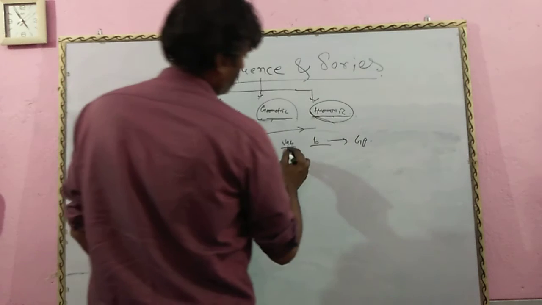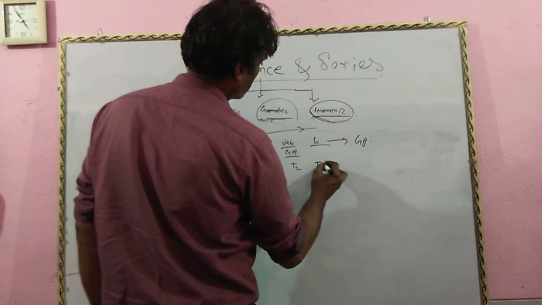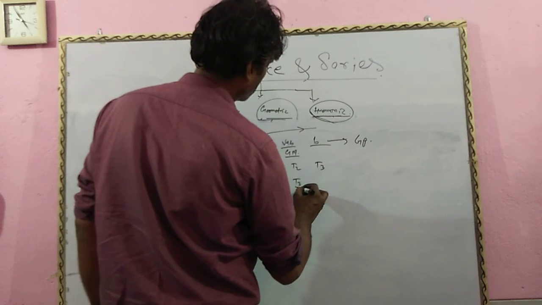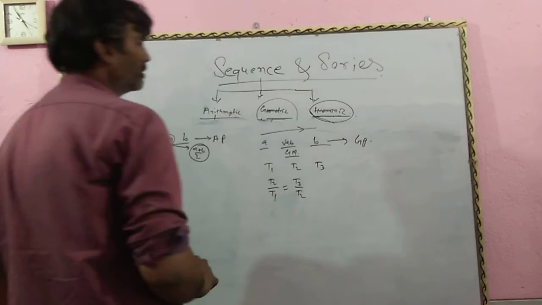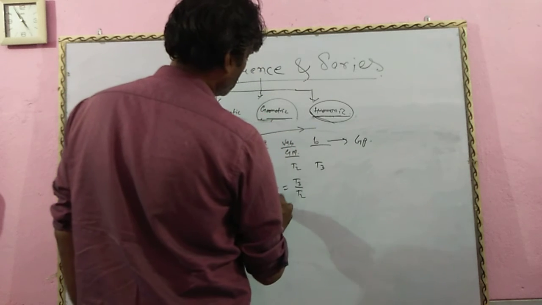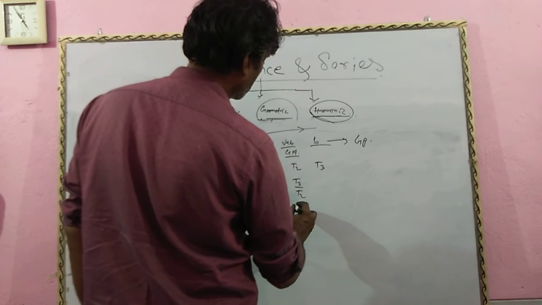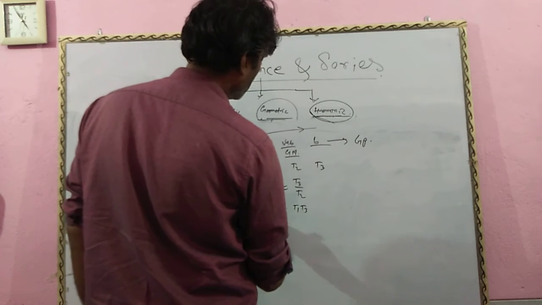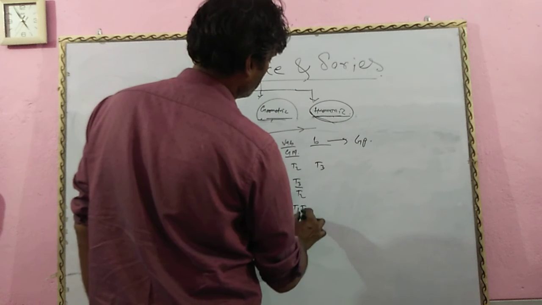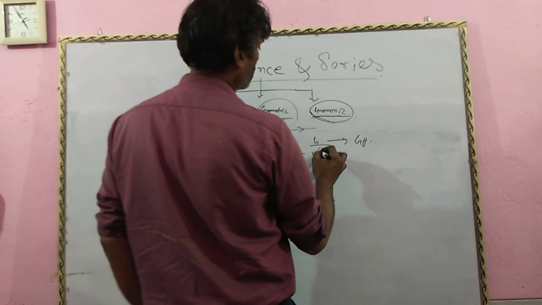So T1, T2 and T3: T2 upon T1 will be equal to T3 upon T2. This must be equal. So what is T2? T2 we haven't found out. T2 square will be equal to T1 T3, meaning T2 will be the square root of T1 T3. Meaning GM will be under root AB.